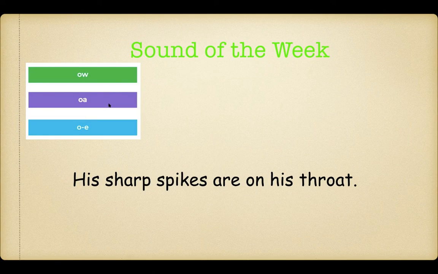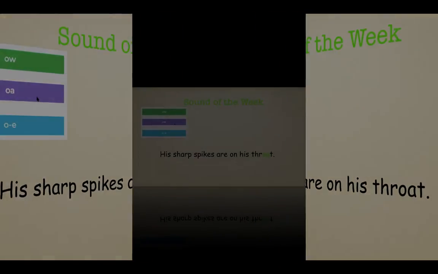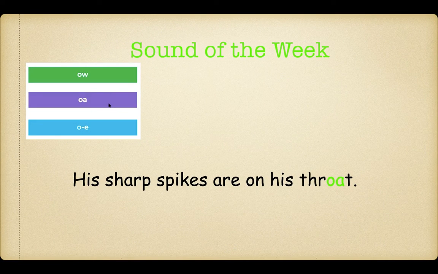Here's another sentence. His sharp spikes are on his throat. Are there any O words in this sentence? That's right, there's only one. And it uses O-A making the O sound. Th-r-o-a-t, throat.